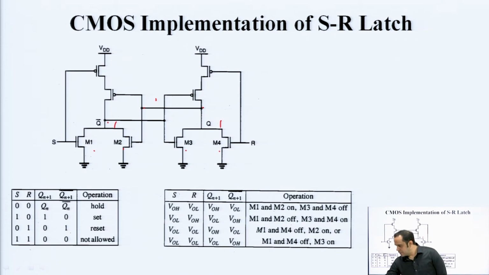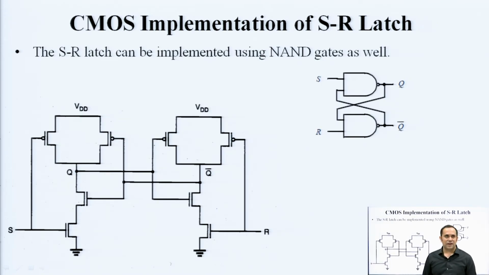Till now, this is just a simple latch. You can do the same implementation of the SR latch using NAND gates. So, instead of cross coupling NOR gates, you can use NAND gates also. The circuit remains the same, the working remains the same. The only difference is that a NAND gate SR latch responds to active low inputs and a NOR gate SR latch responds to active high inputs.